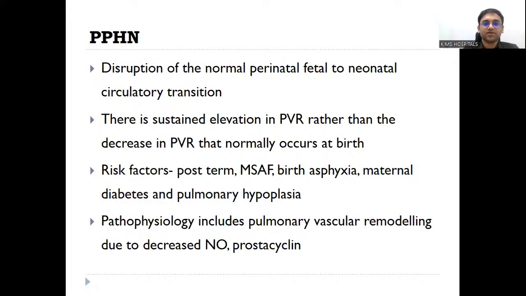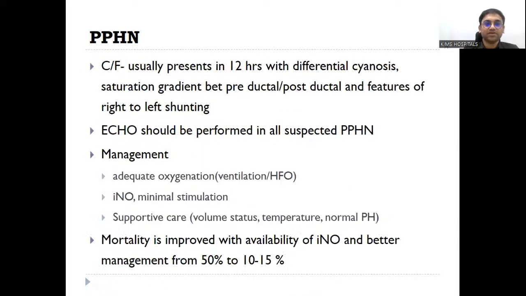PPHN is because of disruption of the normal perinatal fetal to neonatal circulatory transition. There is sustained PVR elevation here rather than the normal decrease after birth. The risk factors for PPHN are post-term, meconium aspiration, birth asphyxia, maternal diabetes, and pulmonary hypoplasia. In the majority of them, it can be due to pulmonary vascular remodeling in meconium aspiration syndrome, which can lead to decreased nitric oxide, and also acidosis, which can lead to more pulmonary vascular constriction. These all lead to PPHN.